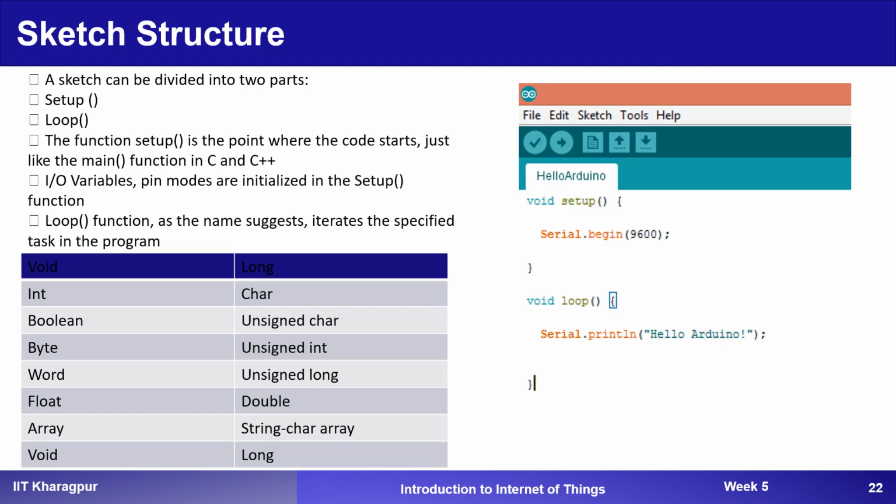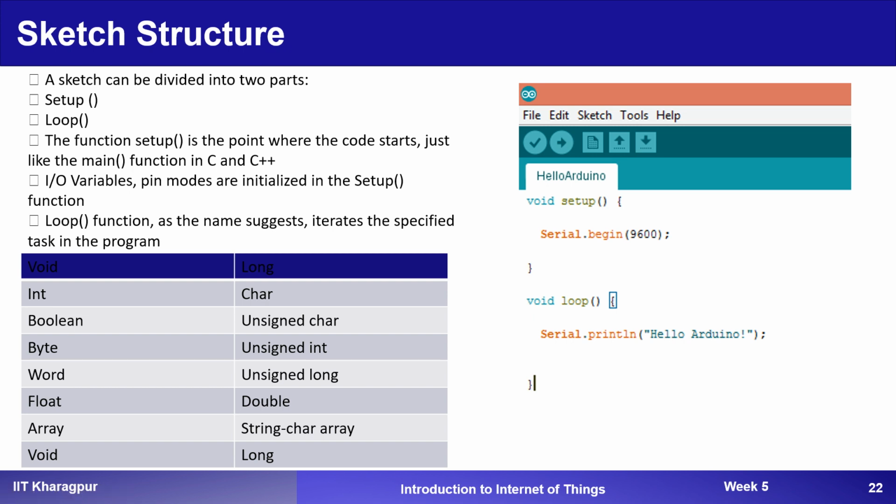Now the sketch structure. A sketch is divided mainly into two parts. The first one is setup and the second is loop. The setup function is the point where the code starts, just similar to the main function in C and C++ programming. Input, output variables and pin modes are initialized in the setup function. The loop function, as the name suggests, iterates the specific task which is given in the sketch. Here you can see this is the setup function, in which you define Serial.begin(9600), and after that this is the loop function, which is going to print Hello Arduino.